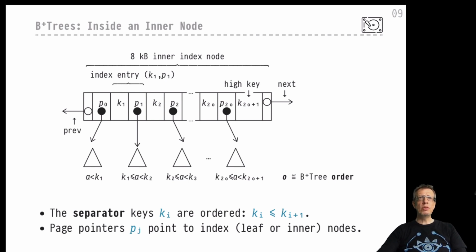Okay, so what do we find inside these 8 kilobytes? We find index entries. So this would be one index entry. It's again a pair of a key value and a pointer. The pointer in this case is not pointing to particular rows in the heap file, but it's pointing to a search subtree.